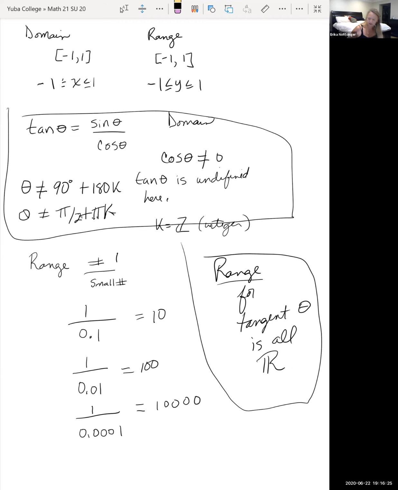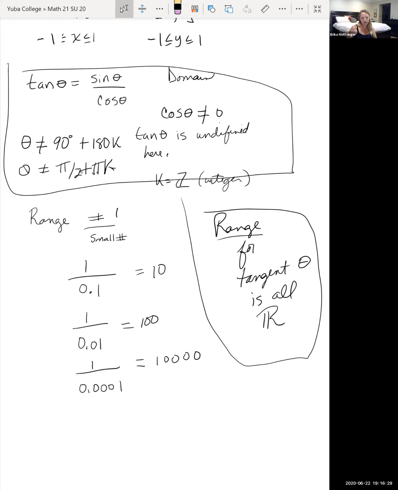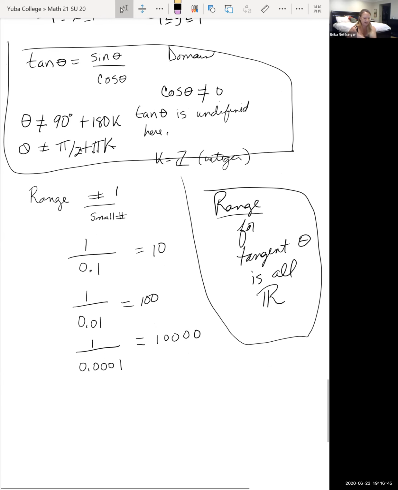And so we would do the same sort of reasoning with the other trigonometric functions. Those are all in terms of ratios of sines and cosines. And so we have to figure out when the denominator is equal to 0, you have to exclude those values. And then figure out what type of values you would get back when you plugged in values of theta that it was defined at.